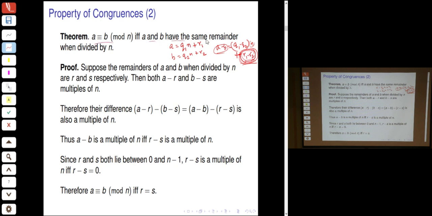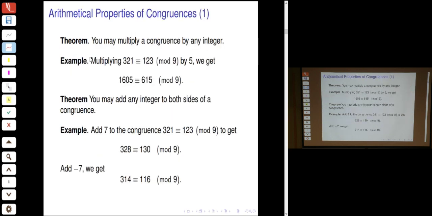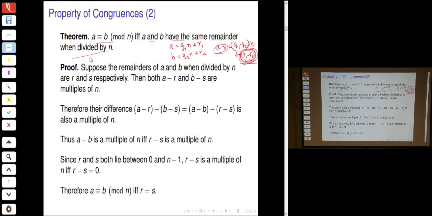So basically this is the rough argument as to why A is congruent to B mod n if and only if A and B have the same remainder when divided by n. Essentially, A is congruent to B mod n if and only if R1 is congruent to R2 mod n, when R1 and R2 are the remainders when A and B are divided by n. So any questions?